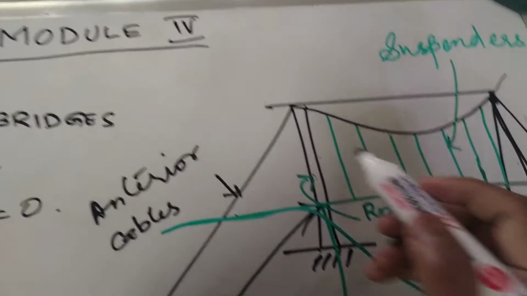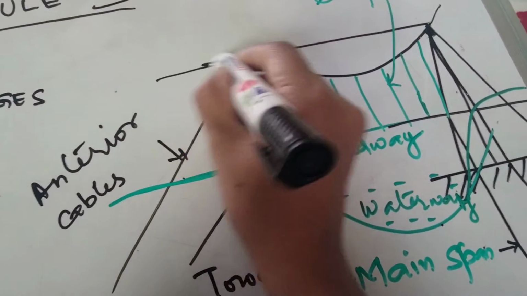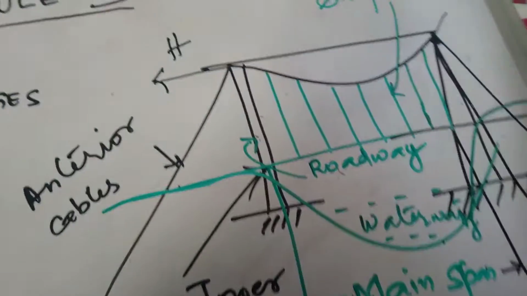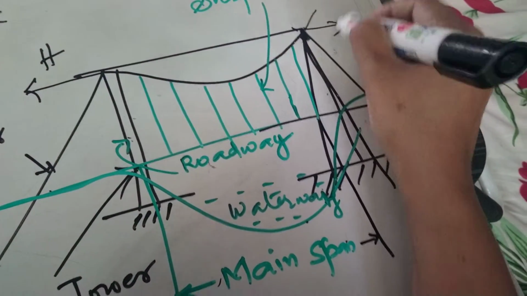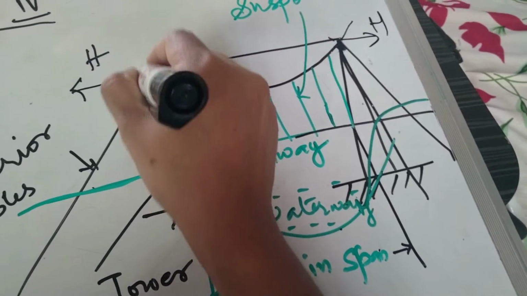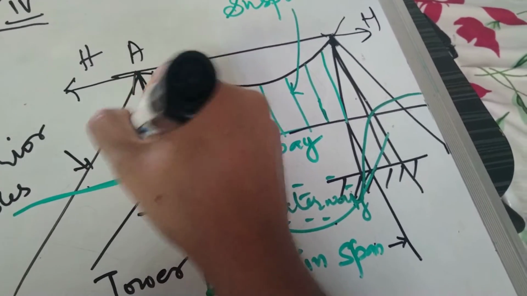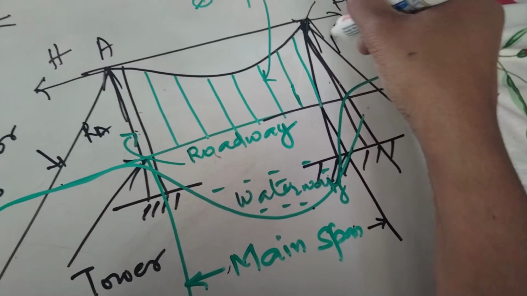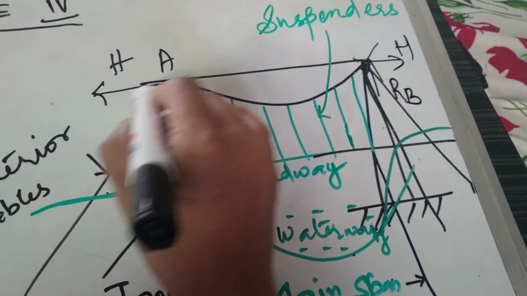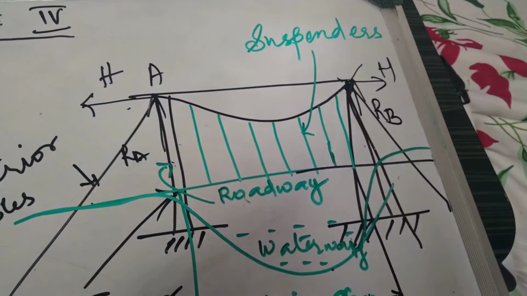They develop horizontal thrust at the supports. So here there will be a horizontal thrust. There will be reactions at the supports. If this is the point A, there will be reaction RA, and if this is B, RB. Along with that, there will be a horizontal thrust.